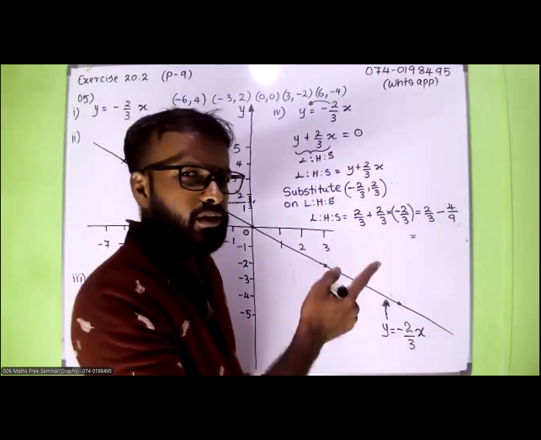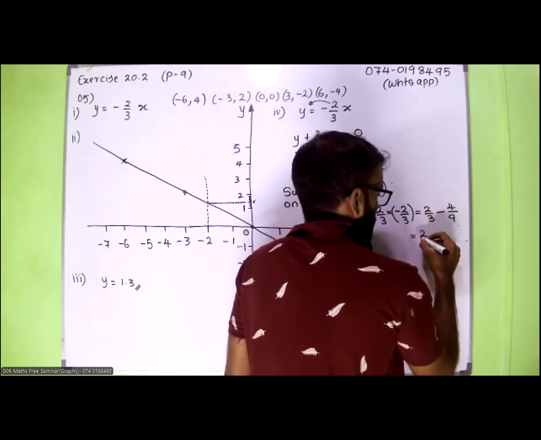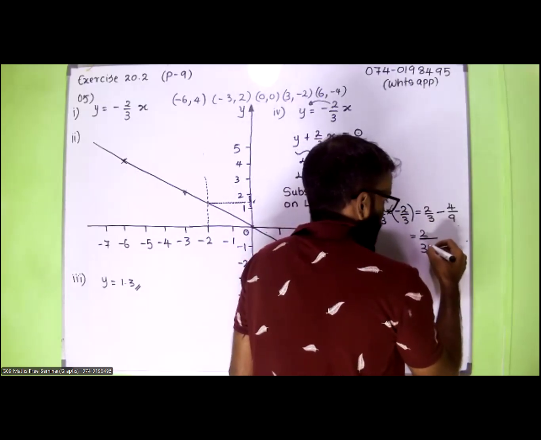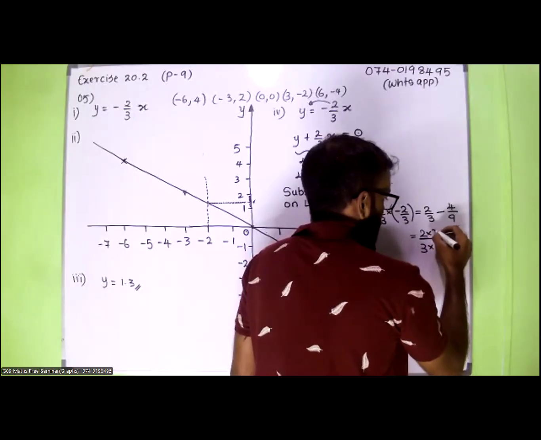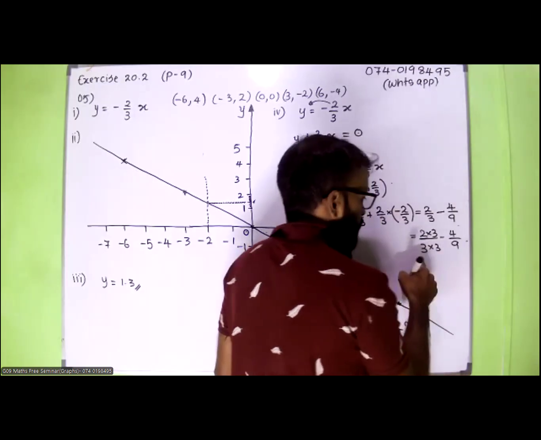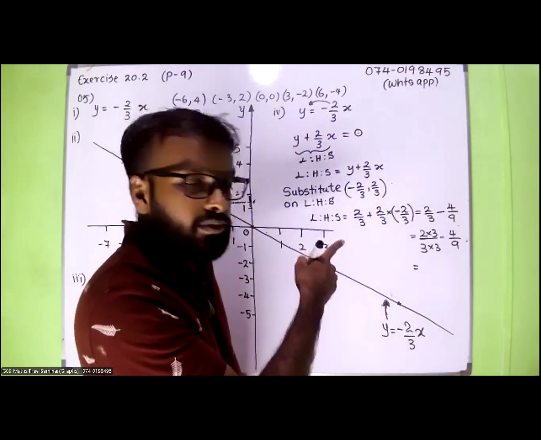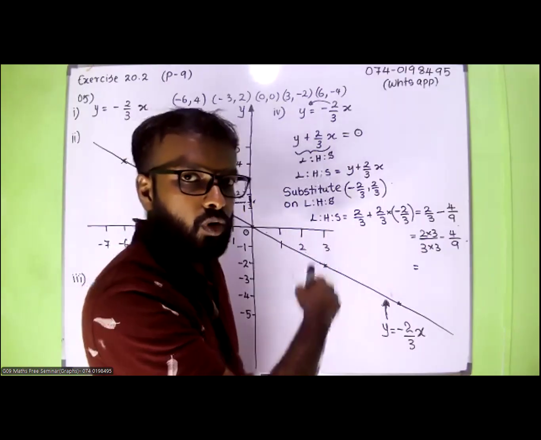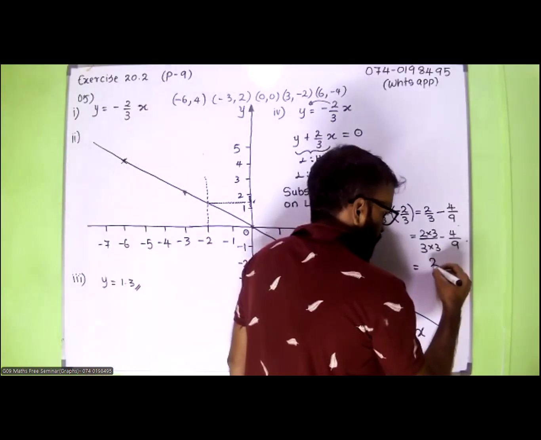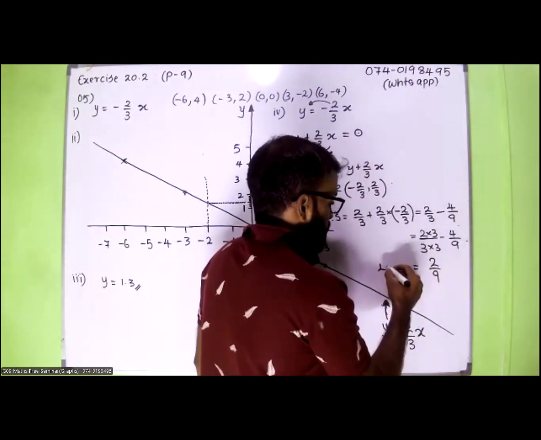Because the denominators should be equal, right? 2 upon 3. Multiply the denominator by 3 and the numerator by 3. 4 upon 9. Now you know 3 times 3 is 9. Denominators are equal. 2 times 3 is 6. 6 minus 4 is 2. 2 upon 9. Right? So this is your LHS.